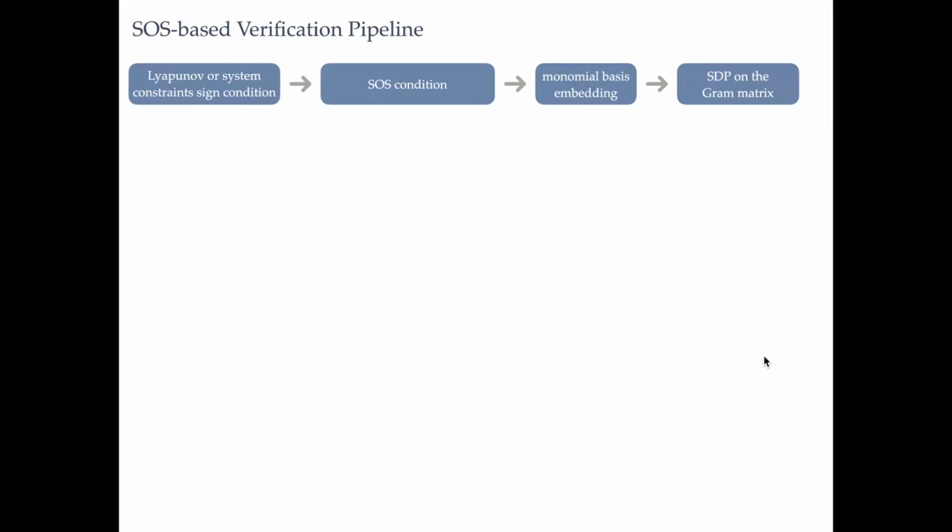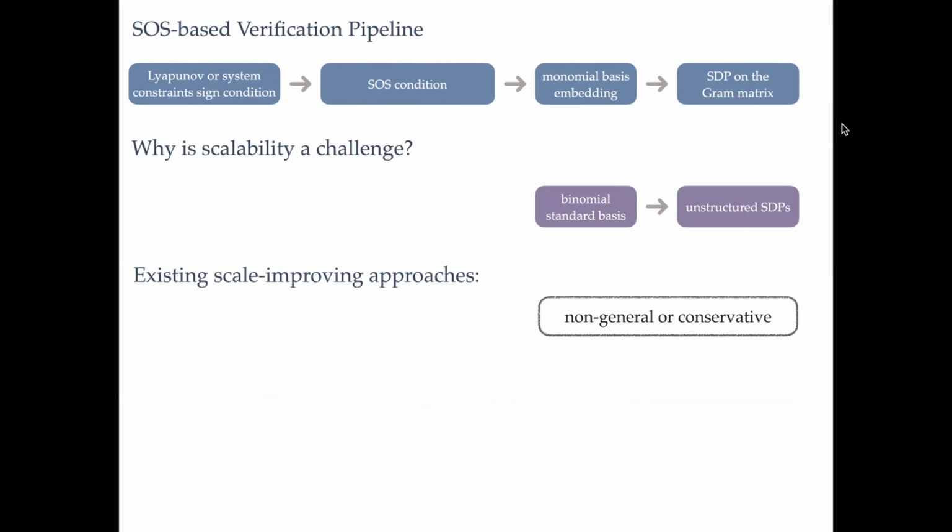Towards that, I think it's helpful to examine why scalability is a challenge in the first place. Here's the standard SOS-based verification pipeline. We usually start with a Lyapunov or a system constraint sign condition. We massage that into a SOS condition, and through monomial basis embedding, we get an SDP at the end. We've touched on how the final two stages are computationally expensive earlier. And indeed, most existing scale improving work, rightly so, addresses these two issues, although since they usually rely on special system structure or optimization relaxation, they are either non-general or conservative, so there's a gap there.